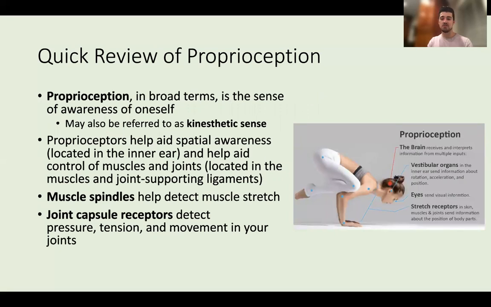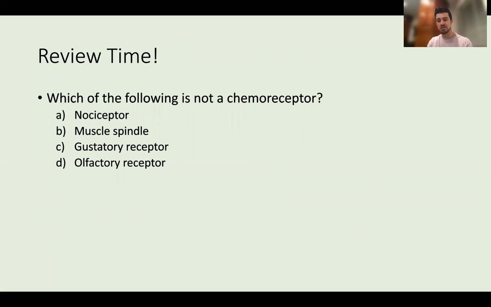So they help detect muscle stretch. So if they're stretching, they're going to be mechanoreceptors, remember. Nociceptors are our pain receptors. And I mentioned before in the video that they can be considered like a simple form of chemoreceptors because what they do is detect chemicals that indicate tissue damage. So nociceptors could be considered chemoreceptors.